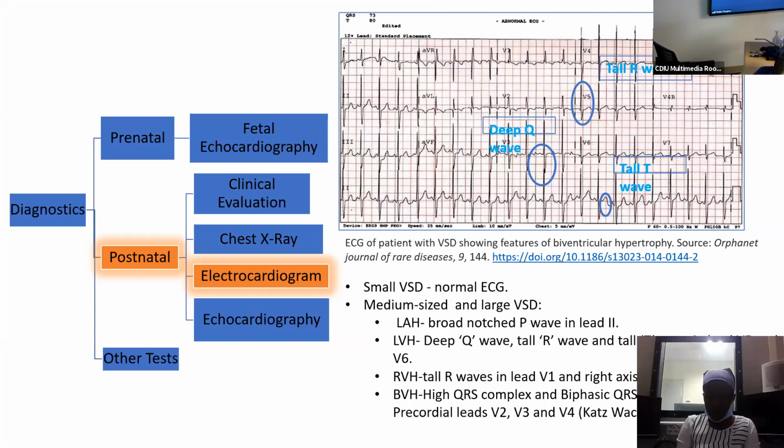You may also find right ventricular hypertrophy, which will be indicated by tall R waves in lead V1 and a right axis deviation. With large VSDs, you'll find biventricular hypertrophy. This will be shown on the ECG by high QR complexes and biphasic QR complexes in the precordial leads V2, V3, and V4. This is also known as the Katz-Wachtel phenomenon.